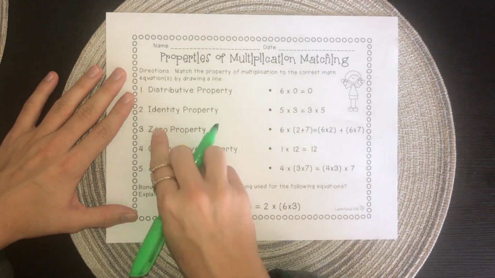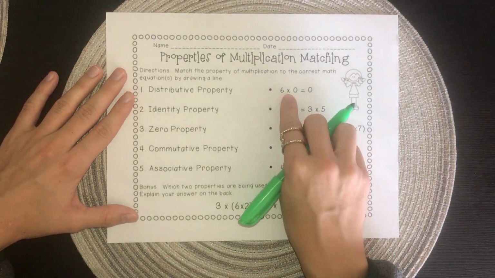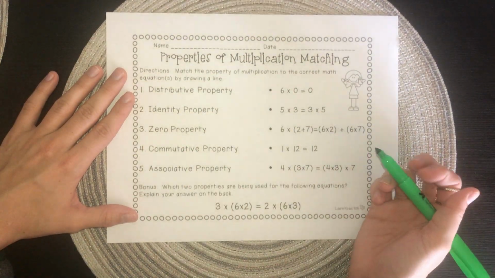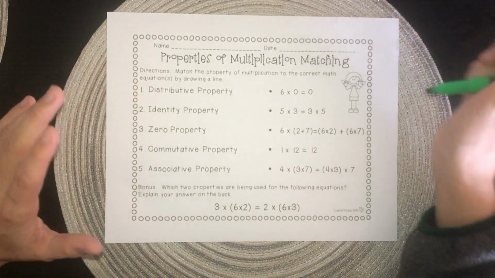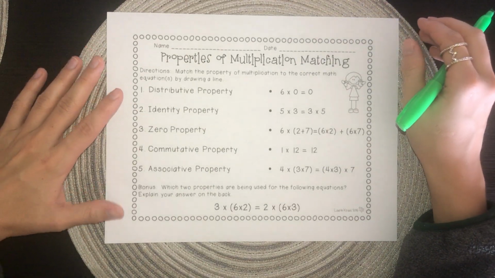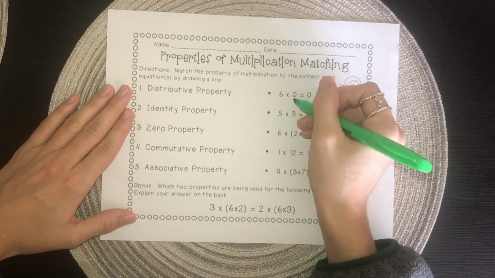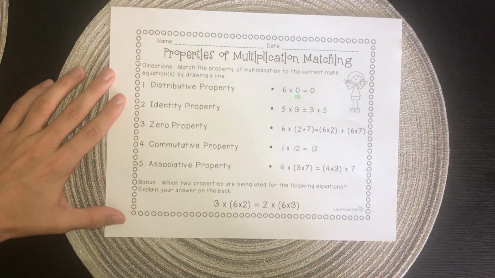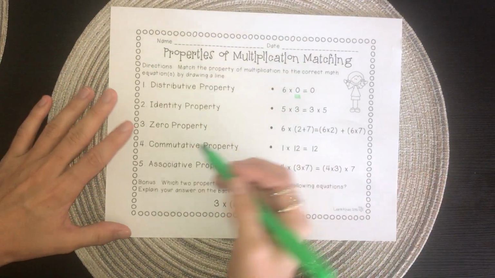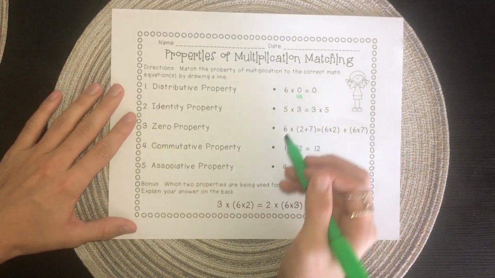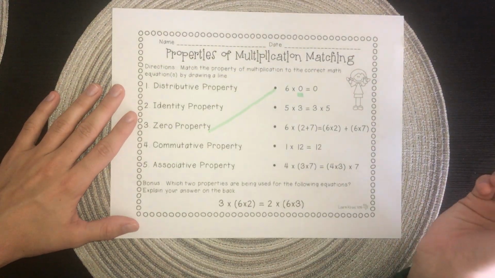So rather than using the words and finding which one matches, I'm actually going to start with the problem and see if I can identify which property it is. So I see 6 times 0 equals 0. The first thing that I notice is that I have a red flag in my brain that's telling me I see a 0. So I know that anything times 0 equals 0, and it's even easier to match up because the name of the property is called zero property. So I'm going to match this one up here with zero property.